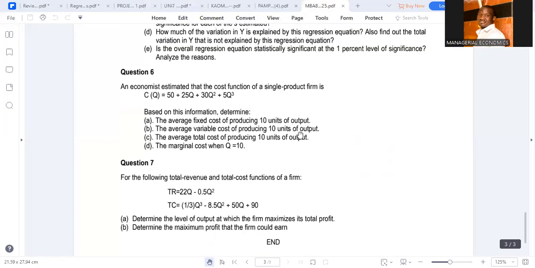Okay, so we're given this question here that the total cost is given by 50 plus 25Q plus 30Q squared plus 5Q cubed. So we're asked to find the average fixed cost at 10 units, average variable cost at 10 units, average total cost at 10 units, the marginal cost at 10 units. So in this context, the question is, how do we find our fixed costs, our marginal cost, and our average cost?